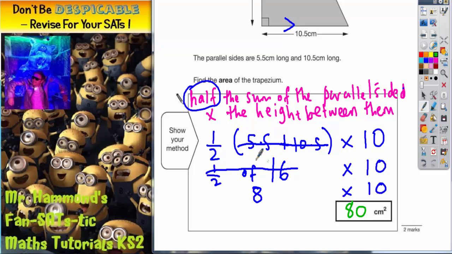So the parallel sides with 5.5 and 10.5 would make 16. Half that is 8. Times the height between them is 10. So 8 times 10 was 80. And that's your final answer.